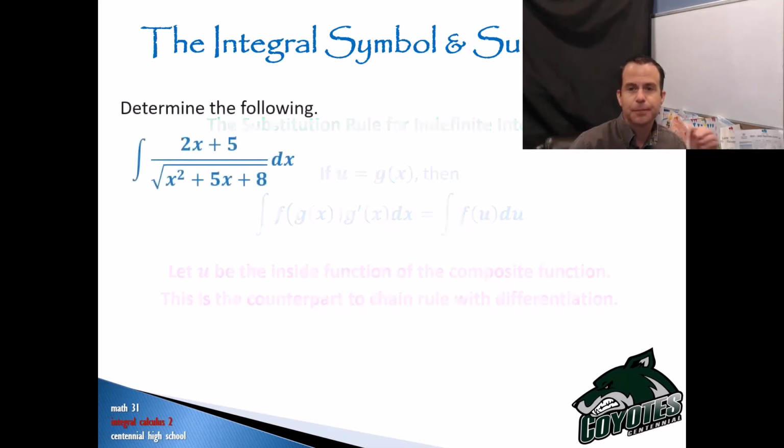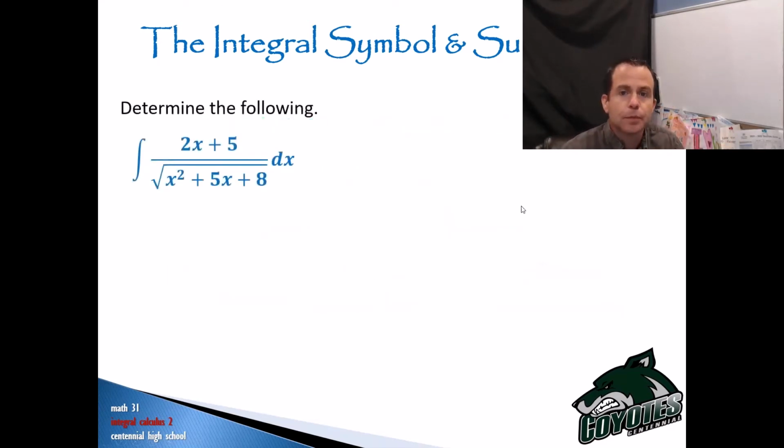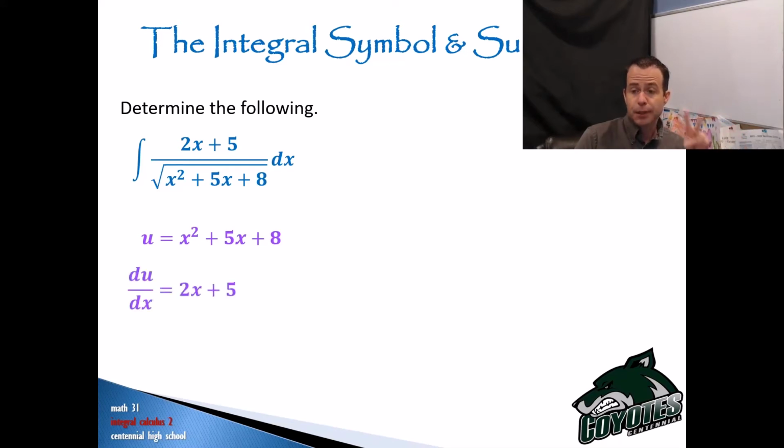All right, so determine the following. Well, who's u? u is going to be x squared plus 5x plus 8, okay? Partly because I can see right away that the derivative of x squared plus 5x plus 8 is 2x plus 5, so that's going to make me feel good about life, okay? So u is x squared plus 5x plus 8. I need to take the derivative. That'll be 2x plus 5. Then I need to rearrange that so that I have dx by itself. That'll be 1 over 2x plus 5 du. And now I'm ready to do the substitution.